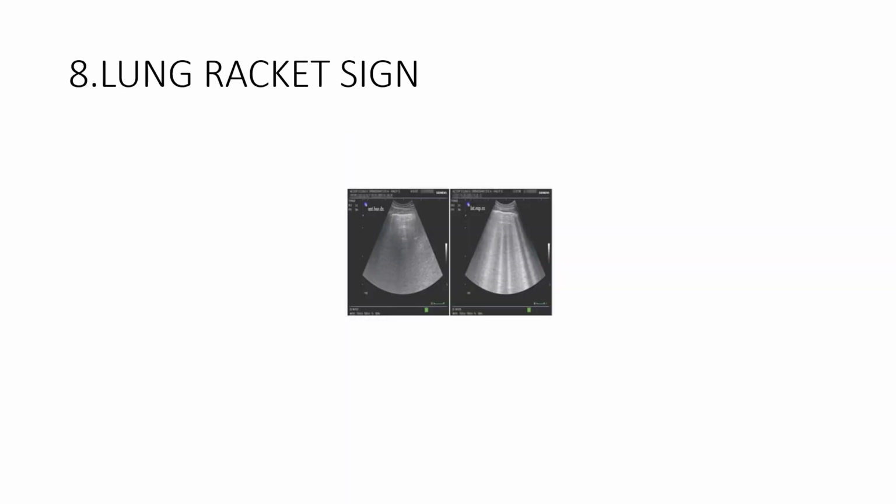Next is the lung rocket sign, where there are more than 3 B lines. B lines are the vertical lines which obliterate the A lines. So if there are more than 3 B lines, vertical lines obliterating the A lines, this is seen in interstitial lung disease, or it can be seen in severe acute pulmonary edema.